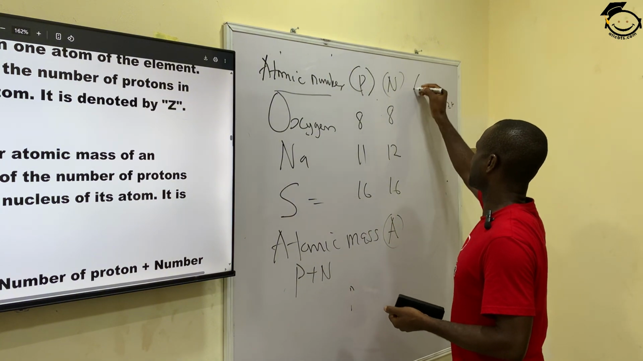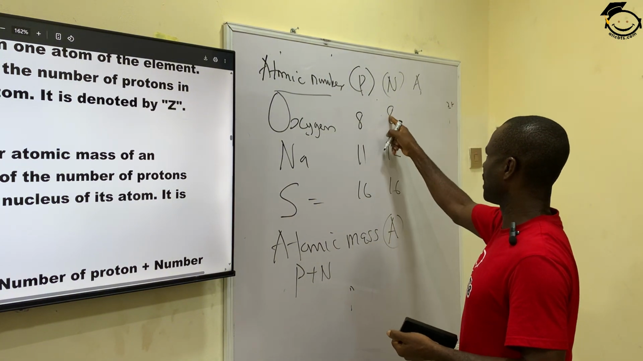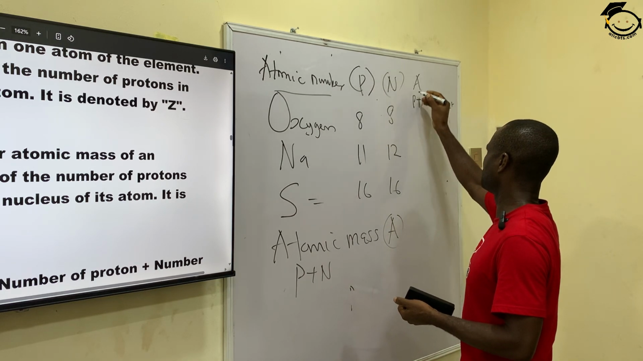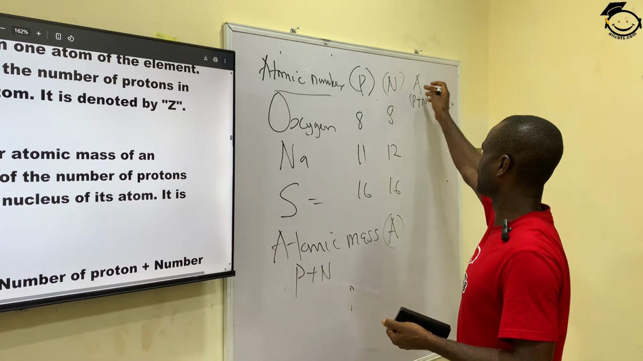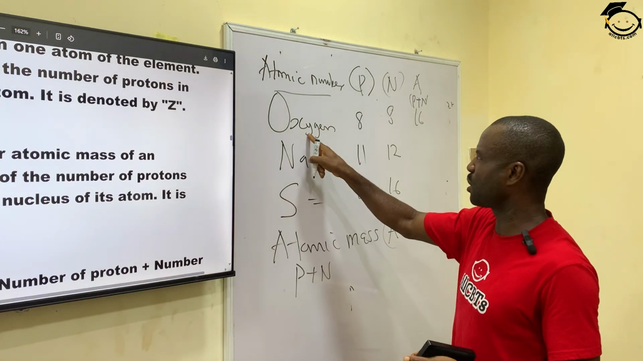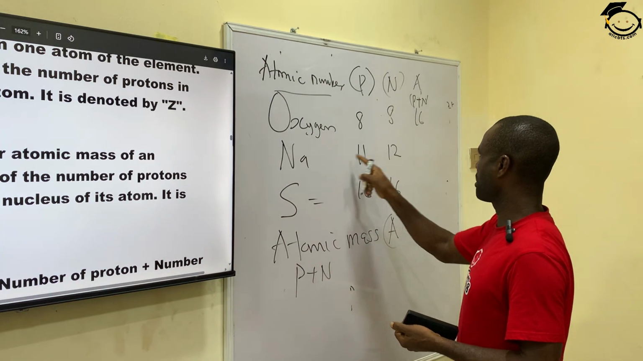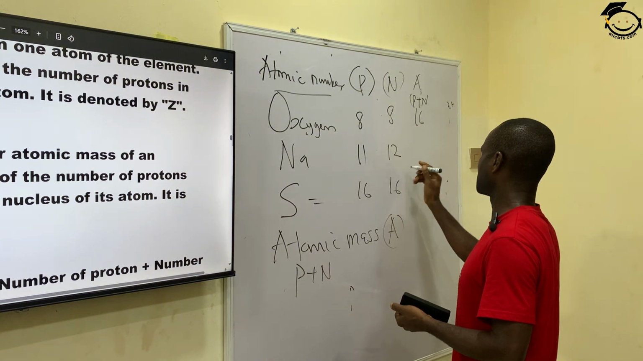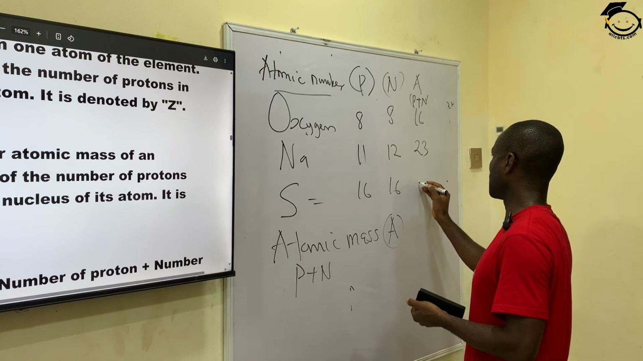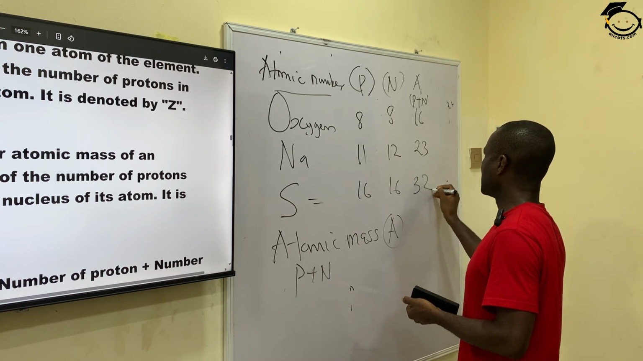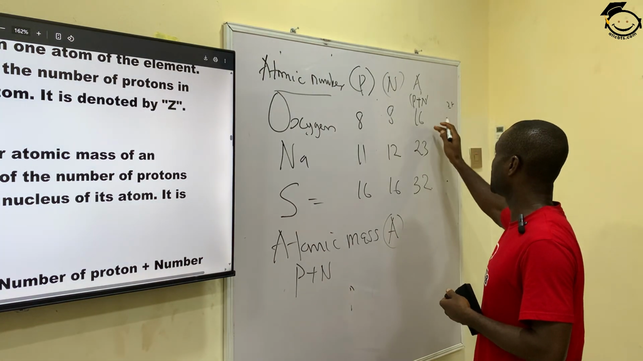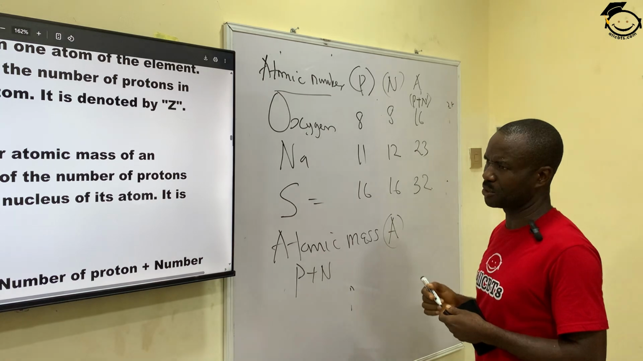So for atomic mass now, is the sum total. We said atomic mass is the sum of the proton and the neutron. So in this case, the atomic mass of oxygen becomes 8 plus 8 equals 16. The atomic mass of sodium is 11 plus 8, which is what? 23. Atomic mass of sulfur, 16 plus 16, which is what? 32. So the atomic mass is the sum of the proton and the neutron, as you can see in this example.